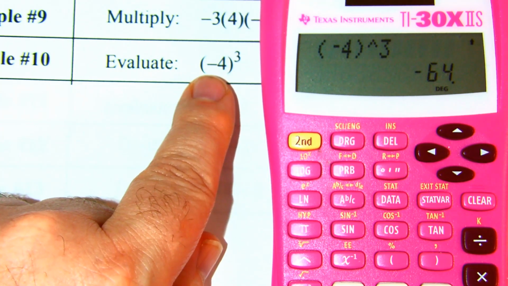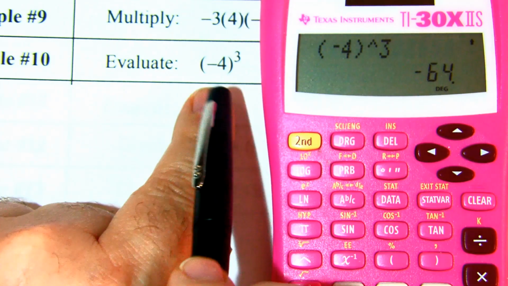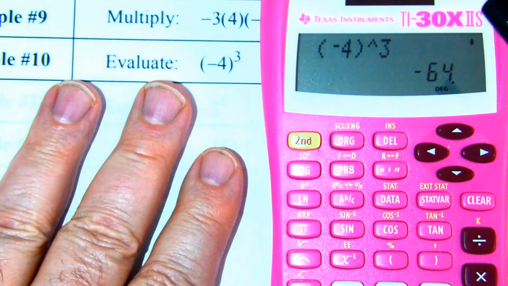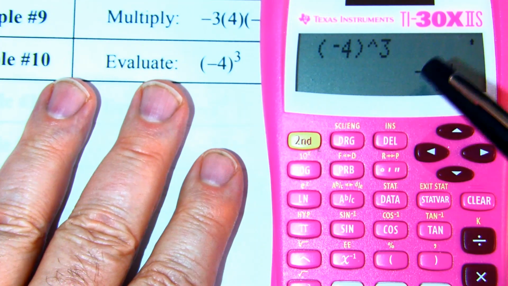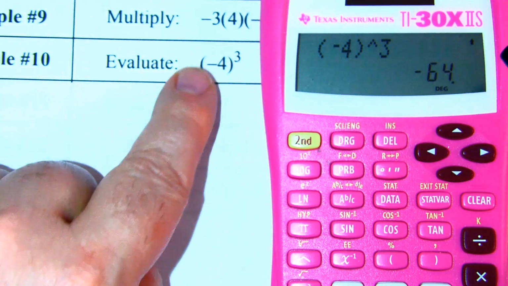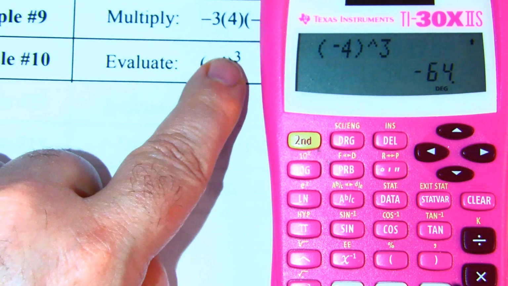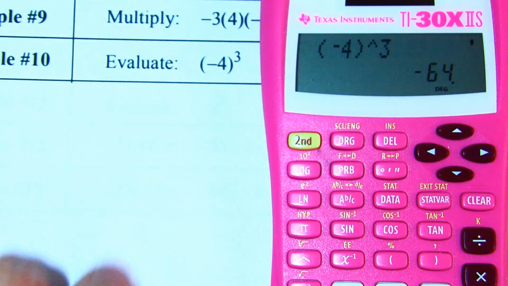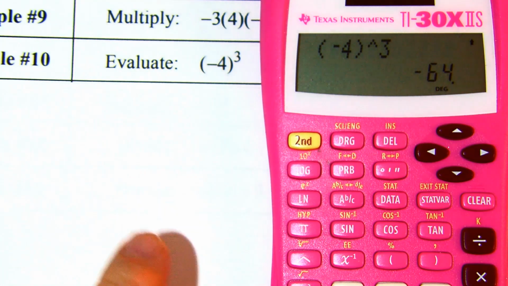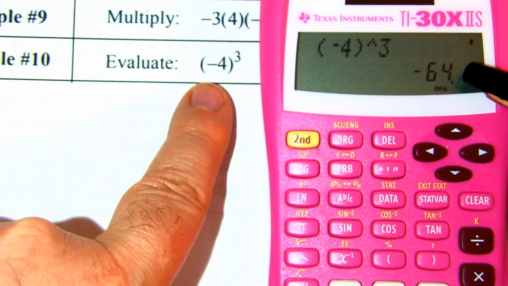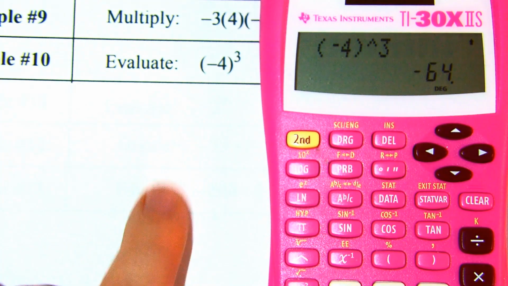Let me just explain where that negative 64 came from. A negative to the third power is a negative times a negative times a negative. If there's an odd number of negatives, that negative survives. The 64 comes from 4 times 4 times 4. It's 4 times itself, the exponent number of times. 4 times 4 is 16. 16 times 4 is 64. We don't have to have any of that memorized, but I just wanted you to see what's going on behind the scenes and where that number comes from.